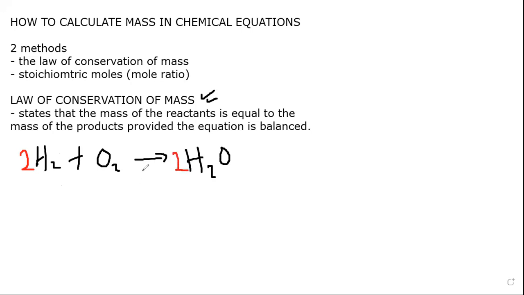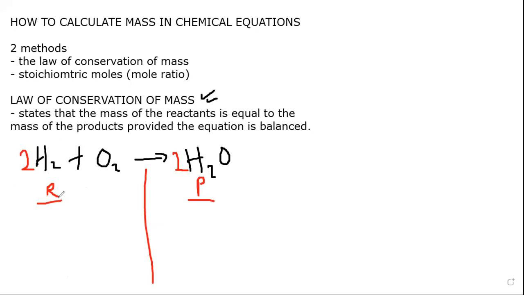Provided that this equation is balanced, the mass of the reactants and the mass of the products should be the same. That is what the law of conservation of mass states. Mass can never be destroyed or created, but it can be transformed. So the mass is always maintained. When you look at the mass of the reactants, it should equate to the mass of the products.